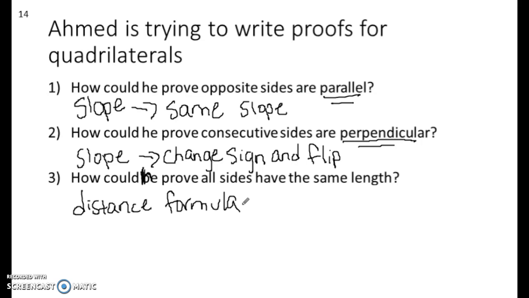So if you want to show that things are parallel or perpendicular, you have to use the slope. If you want to show that they have the same length, you would have to use the distance formula. When you're writing a proof, you cannot say, they look the same, so I think they are. You have to prove it using mathematics. So you would have to use these formulas to prove it with math.